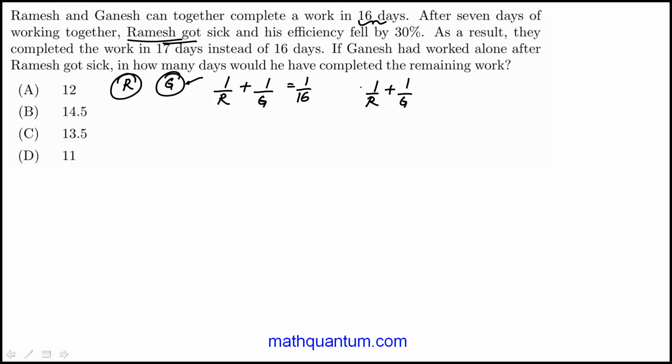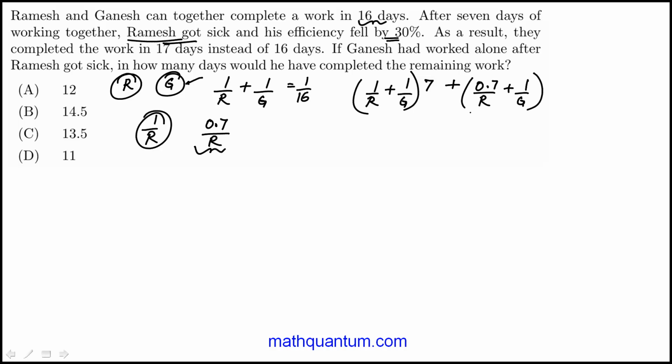So this is the fraction of the work they've already completed. Then Ramesh's efficiency falls by 30%, which means if his rate was 1/R, it would become 0.7, 70% of his original rate. Now they continue to work at this new combined rate, that's Ramesh's rate plus Ganesh's, and they would then do this in 17 days, so 10 more days. So that's the additional fraction they've done in 10 days. So again, this has to come out to 1 because they've completed the job in 17 days.